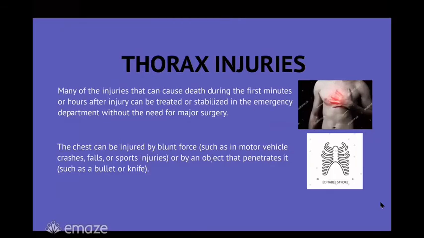Many of the injuries that can cause death during the first minutes or hours after injury can be treated or stabilized in the emergency department without the need for major surgery. The chest can be injured by blunt force, such as motor vehicle crashes, falls, or sports injuries, or by an object that penetrated, such as a bullet or knife. And also, chest injuries can cause circulatory problems if they result in a lot of bleeding.